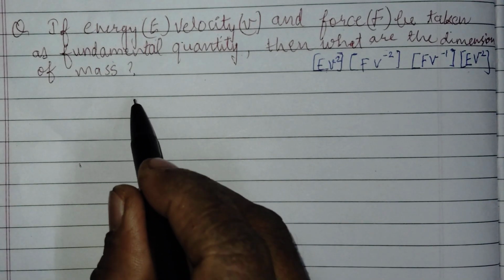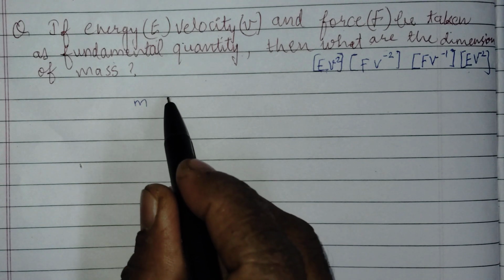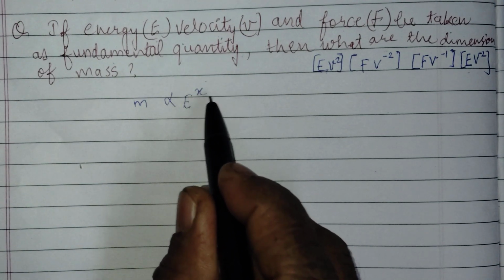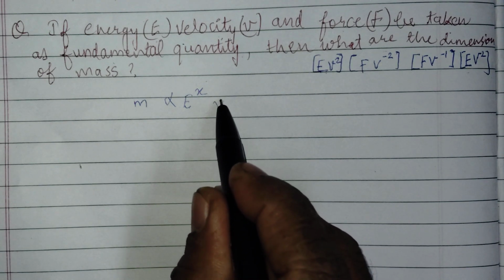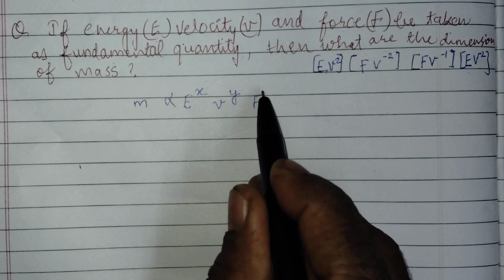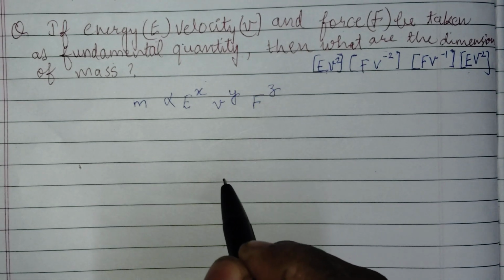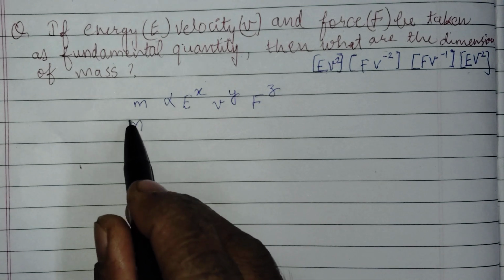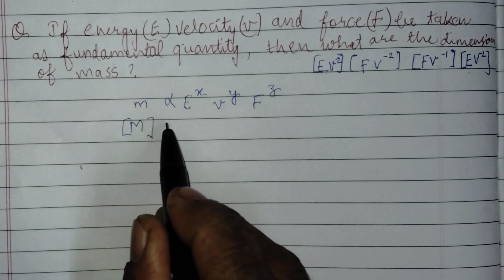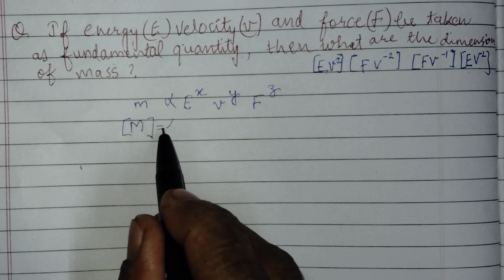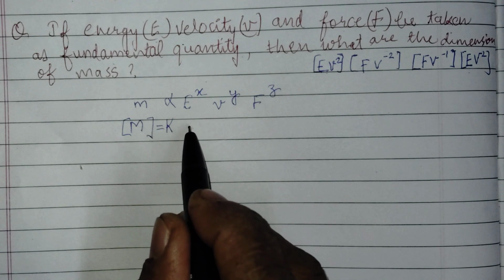So we use M proportional to E, where E means energy and its power we take as x; V is velocity, its power we assume as y; F is force, its power we assume as z. The mass dimension is M and it is proportional, so after removing the proportionality sign, we put some constant K.